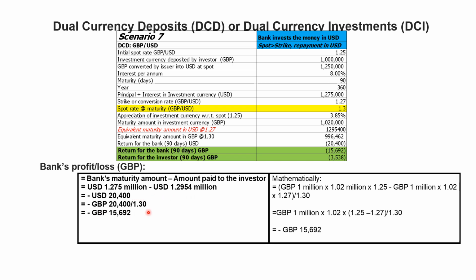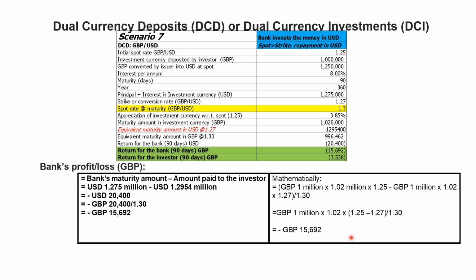The bank's loss is USD 1.275 million minus USD 1.2954 million, which is USD 20,400. In GBP terms, this is 20,400 divided by 1.3, which is the prevailing spot rate on maturity. Therefore, the bank's loss is GBP 15,692. Mathematically, this can be seen as GBP 1 million into 1.02 into 1.25 minus GBP 1 million into 1.02 into 1.27, and this difference has to be divided by 1.3 to calculate the GBP amount. This works out to GBP 15,692.